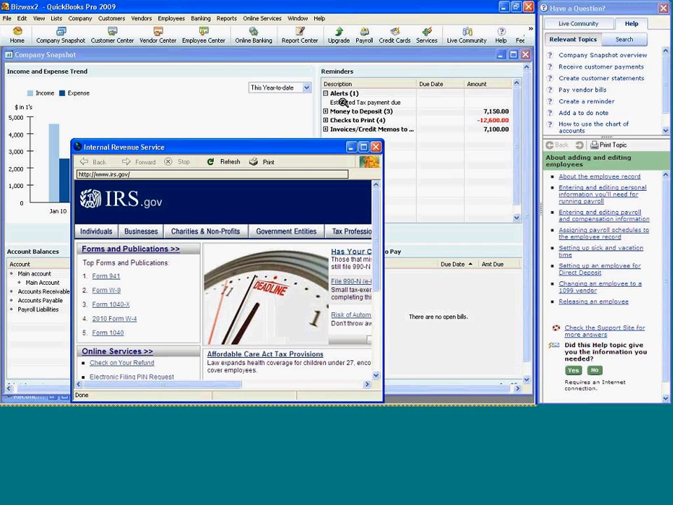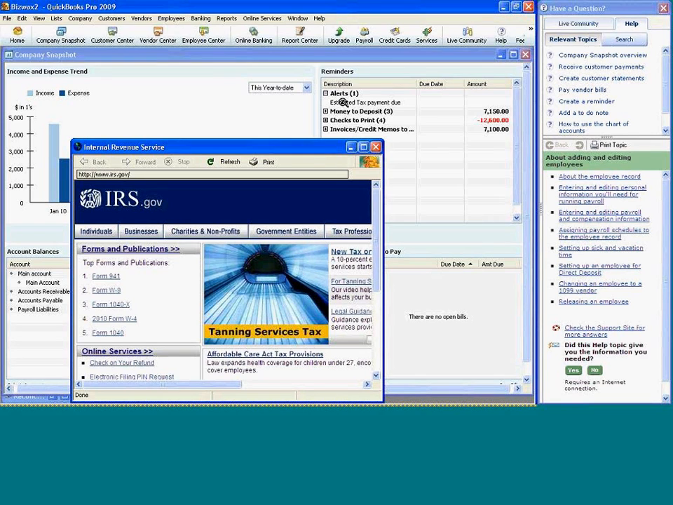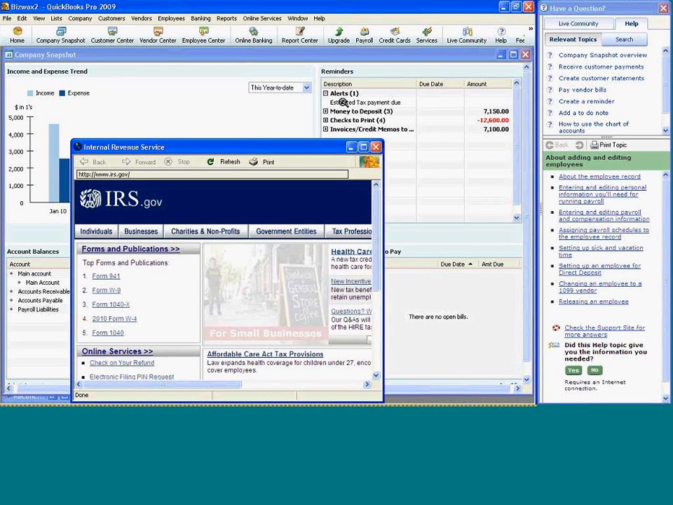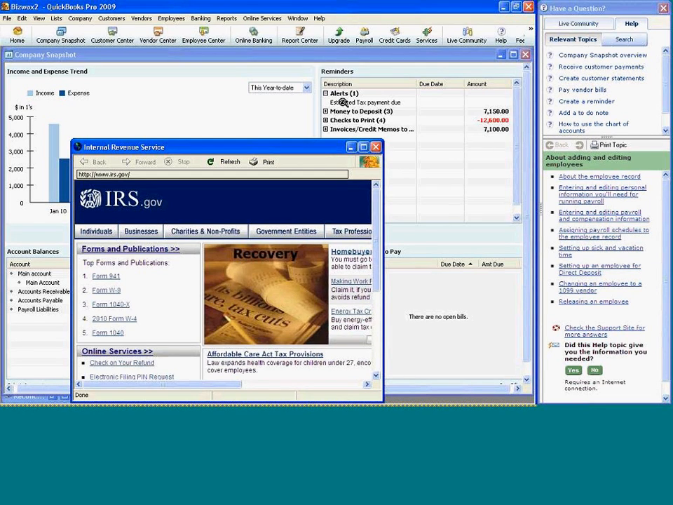I incorporated this fictional company as what's called an LLC. That's a single-owned limited liability corporation. So the single-owner limited liability corporation has two choices. It has one good choice and one bad choice. The good choice is actually to make estimated tax payments as you go along.